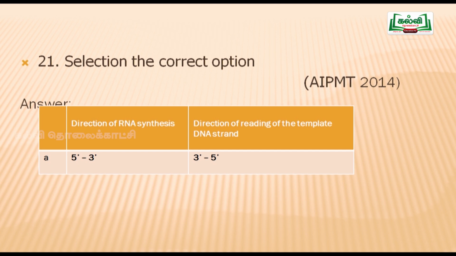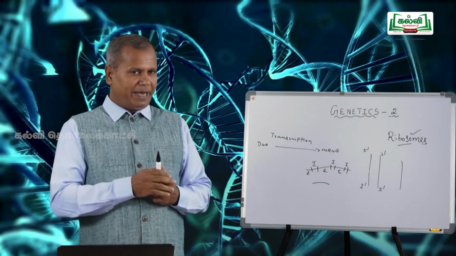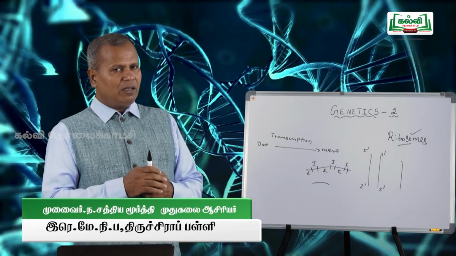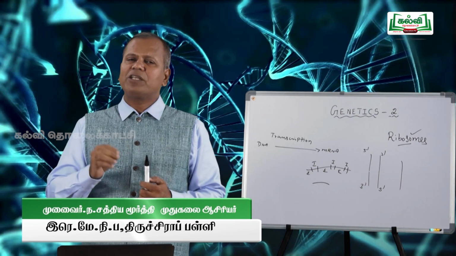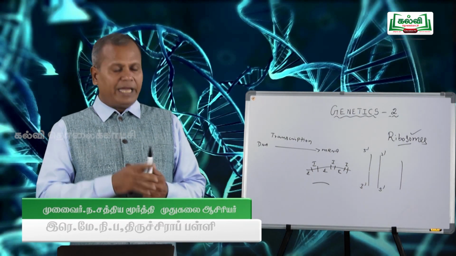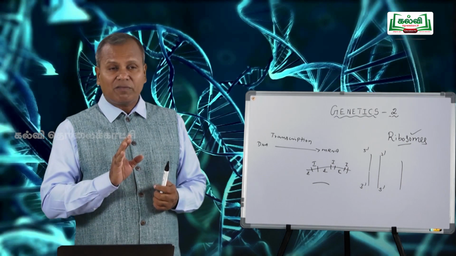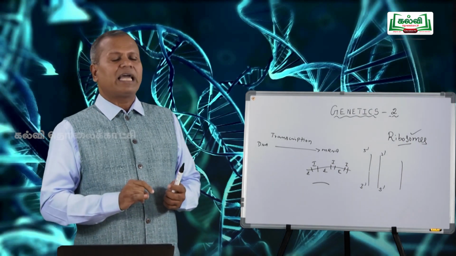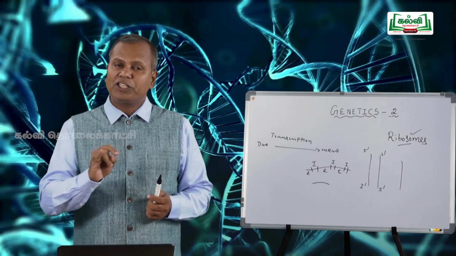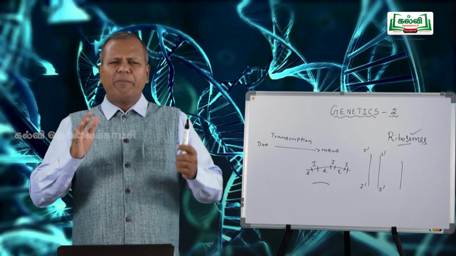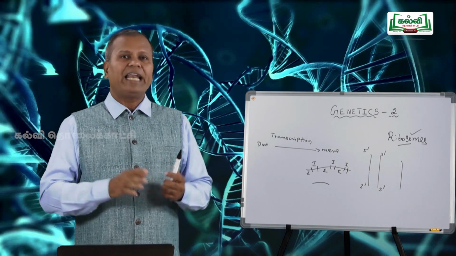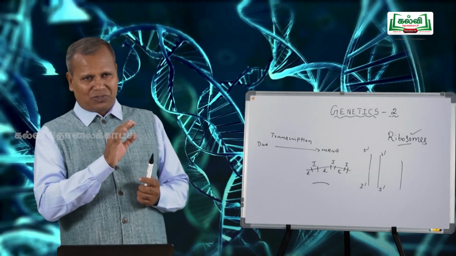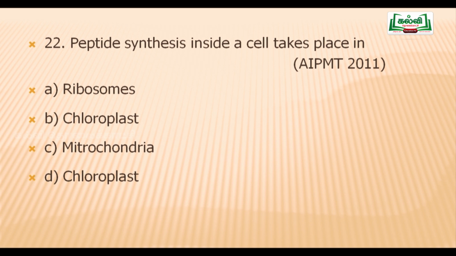Before going to this concept, you should have a clear idea about DNA, the structure of DNA and the replication of DNA. The DNA is the genetic material and it carries hereditary information from one generation to the other. It controls all the metabolic activities of the cell and it also controls protein synthesis.